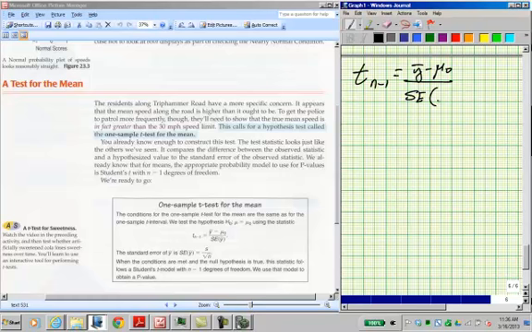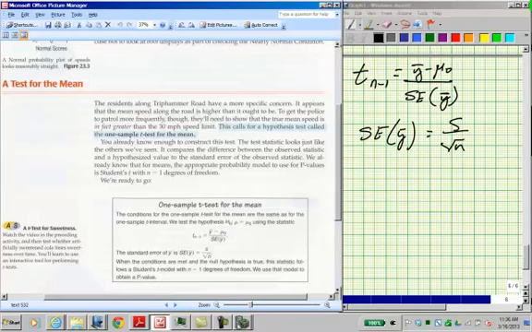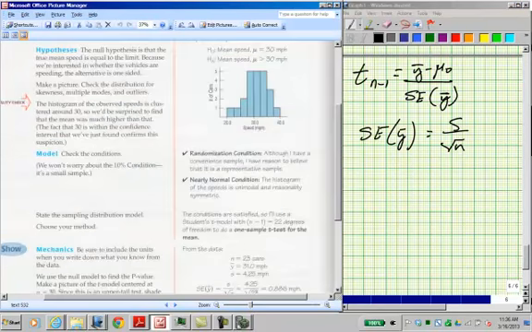Notice, we're using the same standard error as what we used in the confidence interval. So this is one of the big differences. Also, there's no pooling when we get into two proportions. And the standard error of y bar equals s over the square root of n. All right. So the preconditions, we've been through those. They're not any different.